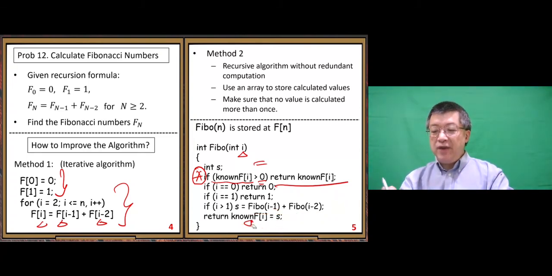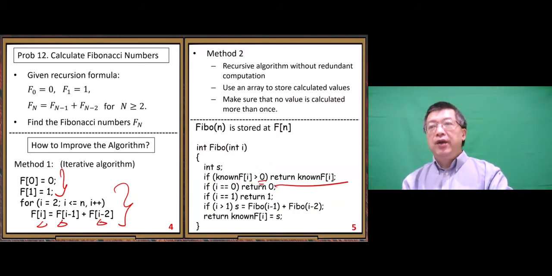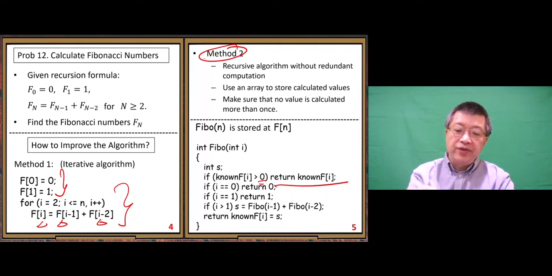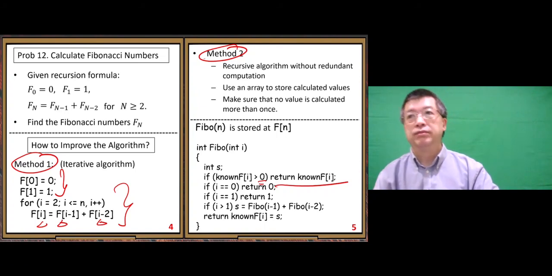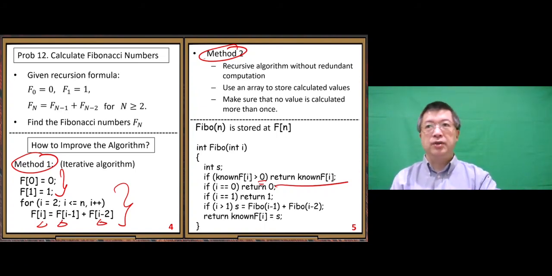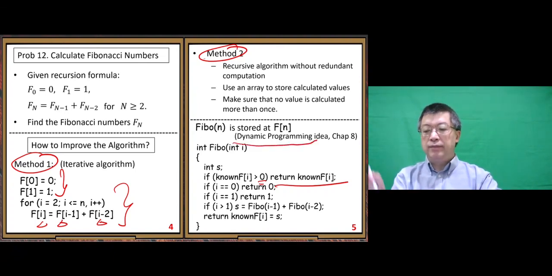So this idea is very interesting. First, if we compare method 2 with method 1, definitely method 1 is much easier than method 2. Method 2 is much harder. But method 2 has some very important significance in our algorithmic theory. Very important. The method 2 corresponds to a very important idea in algorithms called the dynamic programming idea.